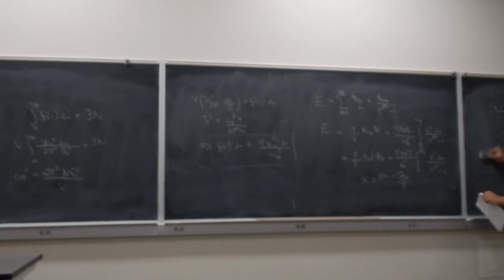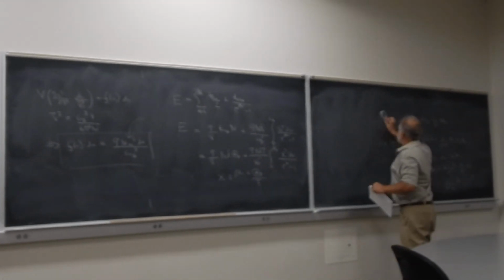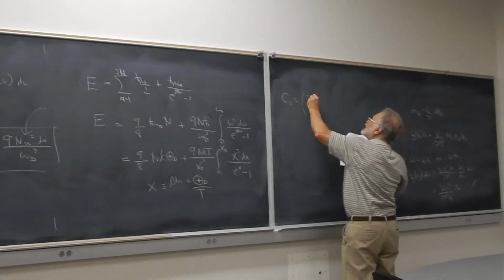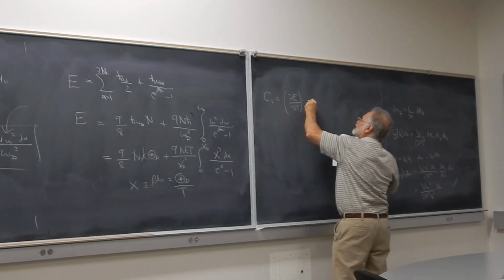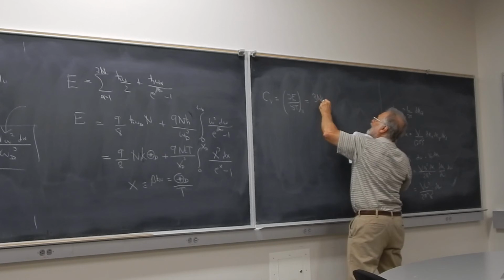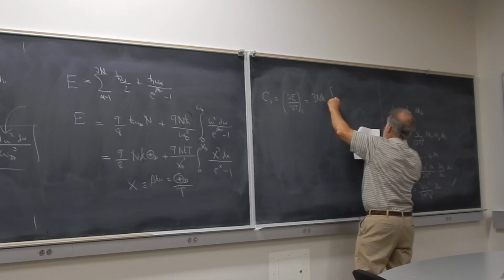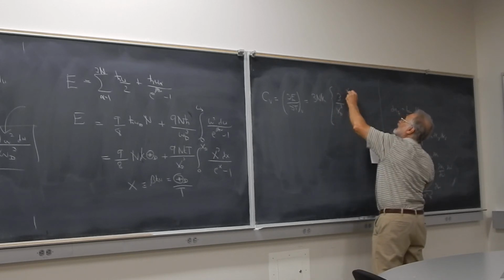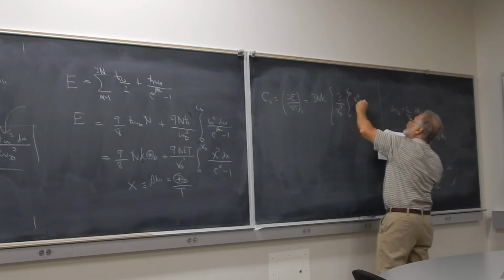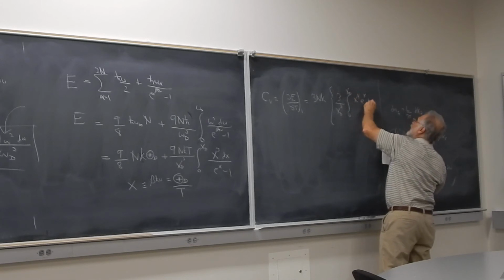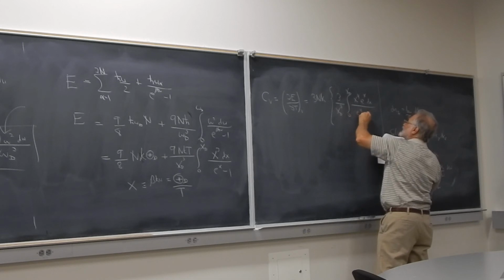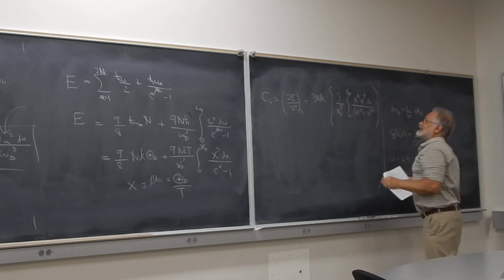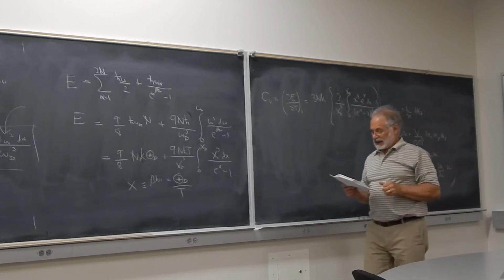I can write my heat capacity as just the derivative of the energy with temperature. So it becomes CV is dE dT at constant V. That's going to be 3nk times 3 over x sub d cubed, integral 0 to x sub d, x to the 4th e to the x dx, divided by e to the x minus 1 quantity squared. Now, the above integral has got to be performed numerically. You're not going to do it analytically.